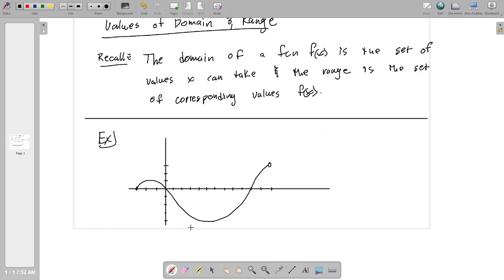Okay, so suppose that we have this curve here, and we're looking for the domain and range. So remember, the domain is the x values that we can plug into this function. This function consists of a bunch of xy coordinates, where x would be your input variable and y would be your output variable. So y corresponds to the range and x corresponds to the domain.